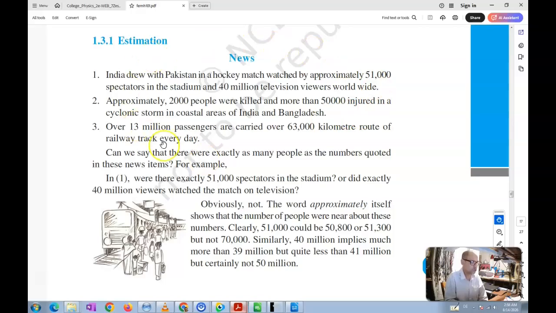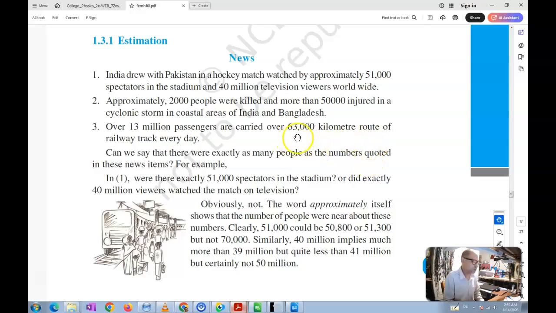So these are all estimate numbers. These are all estimations, meaning that the actual number over here was most probably different. When you say, for example, 51,000 spectators, that could have been 51,235, for example. It could have been 50,863, or any number between the two numbers. So these are all approximations.